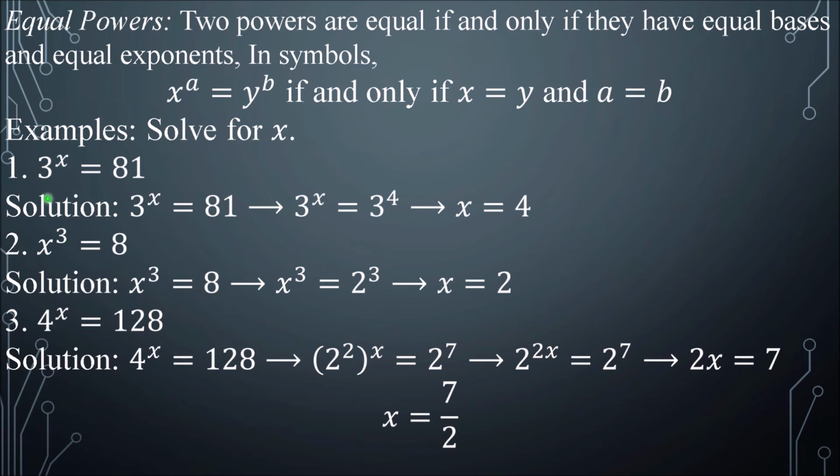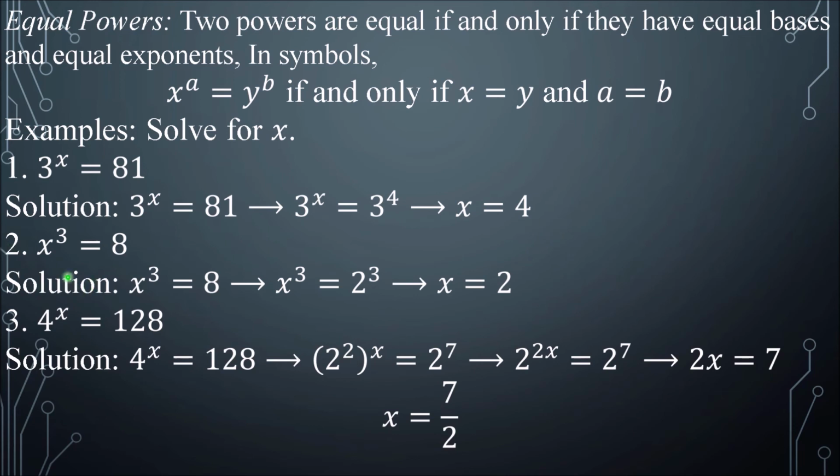So let's have an example. 3 raised to x is equal to 81. We know that 81 is 3 raised to 4. So let's cancel the bases and focus on the exponents. x is equal to 4. So the exponents must be equal also. So in equation number 1, 3 raised to x is equal to 81, x is equal to 4.